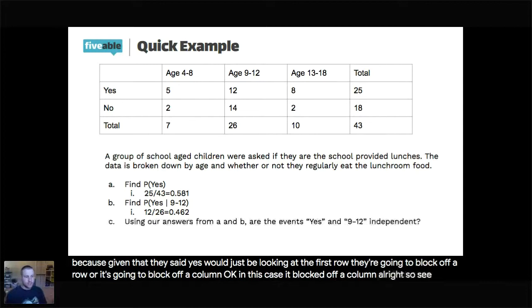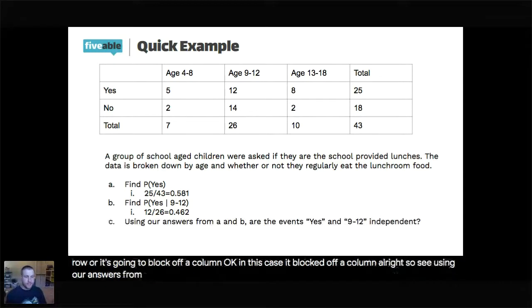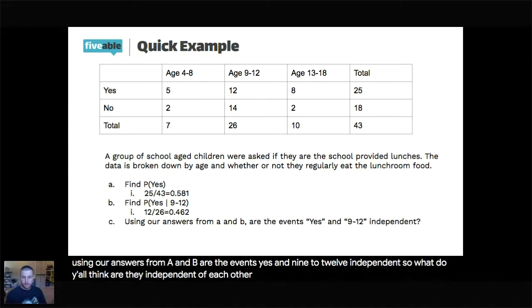All right, so C, using our answers from A and B, are the events yes and 9 to 12 independent? So what do y'all think? Are they independent of each other?